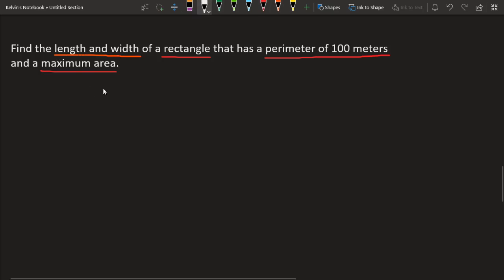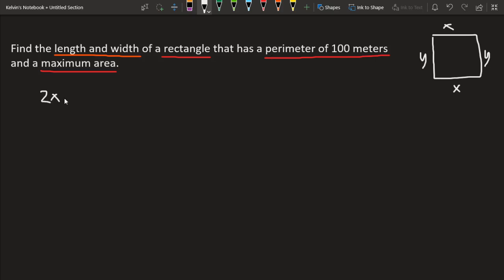So the first thing that we can obviously do is write the unifying equation. If the rectangle looks something like this, then we know that the perimeter is equal to 100 meters. So we can write 2x plus 2y is equal to 100. And for the area, we can write x times y is equal to area, and we know that it must be a maximum. So we'll write maximum like so.